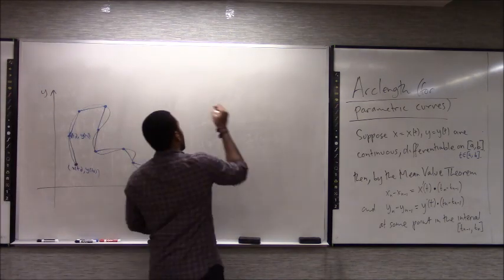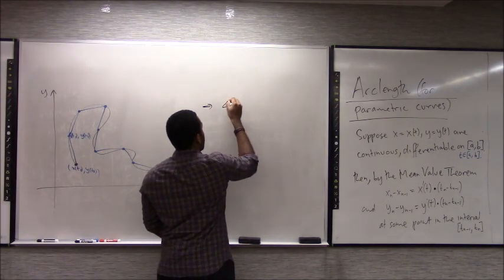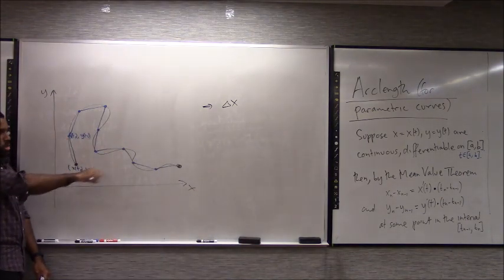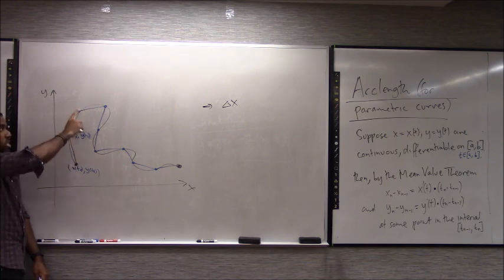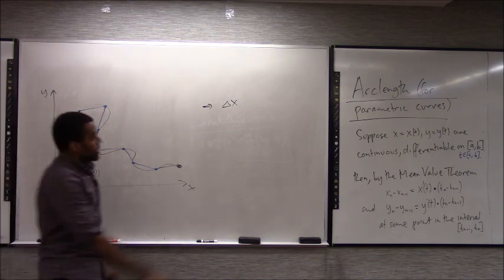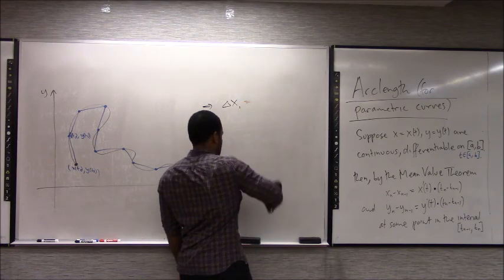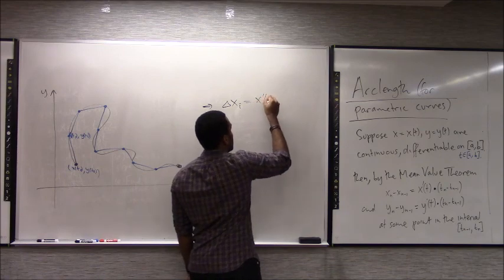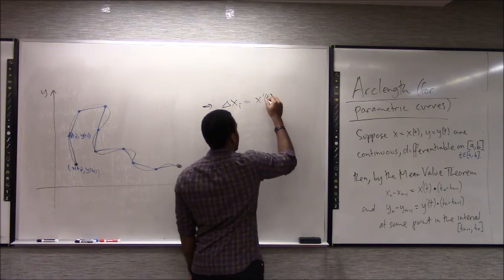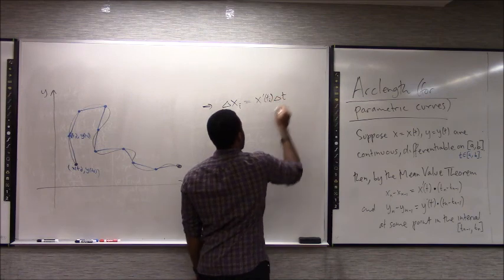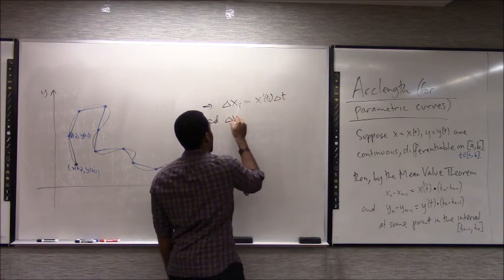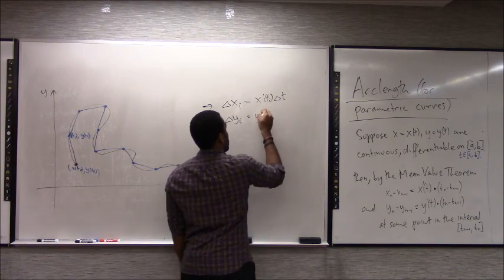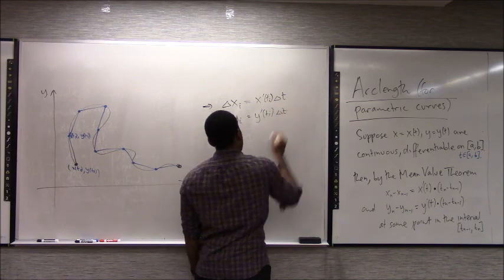And so ultimately what I get is that the change in x, looking at some particular interval, will be true for each of these different intervals. So my change in x at some particular point is going to be equal to the derivative of x at that particular point times the change in t, and the change in y at some particular point is going to be equal to the derivative of y at that particular point times some change in t.